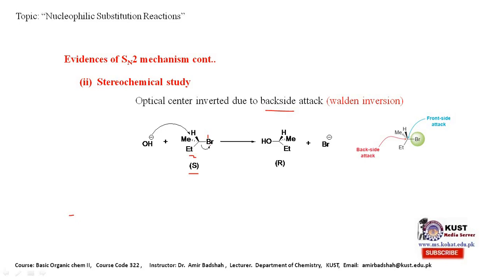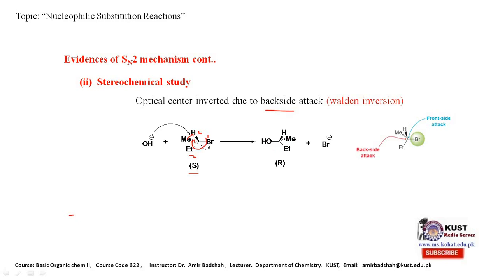So if we change, if the methyl comes here, its priority will be 3, and if we move from this side, it will appear as R, but actually we have changed one position, so it will be S. So here the attack is from the back side. Due to the back side attack, we will get this substituted product, and the configuration of this substituted product will be S.